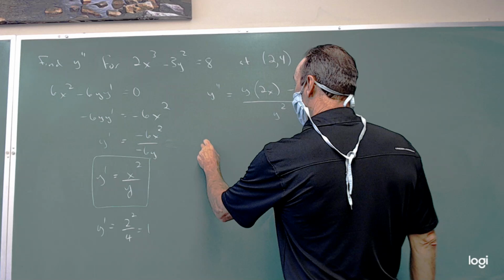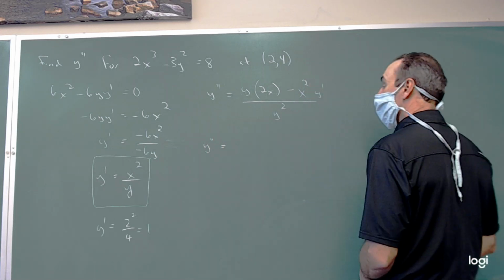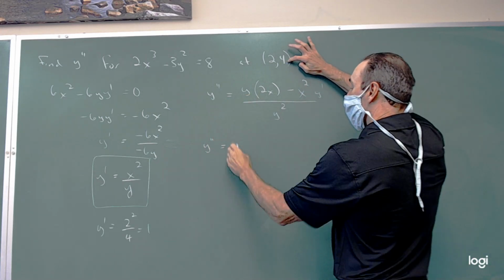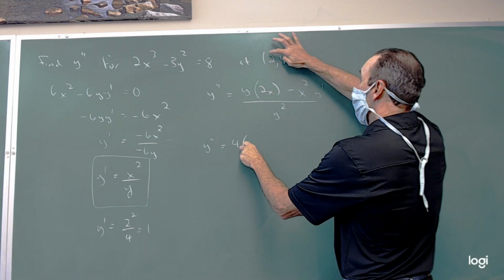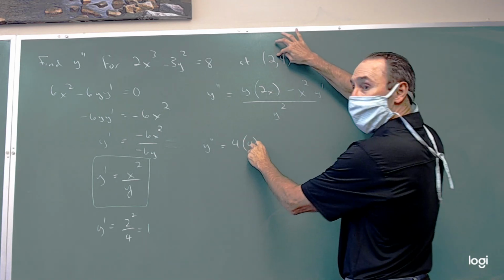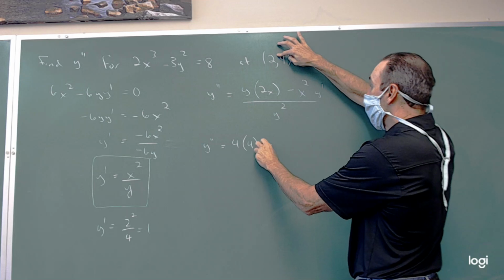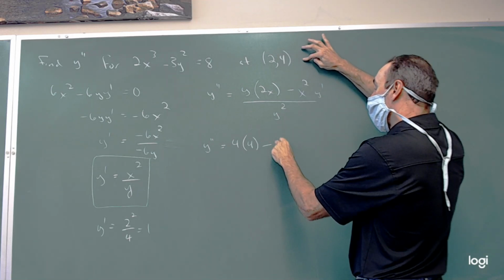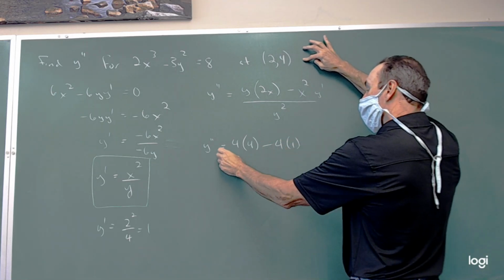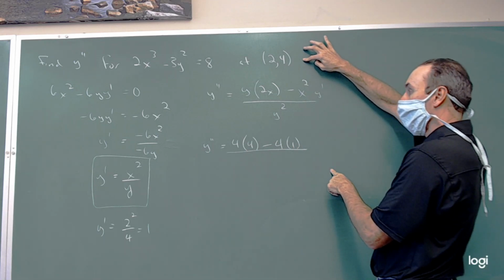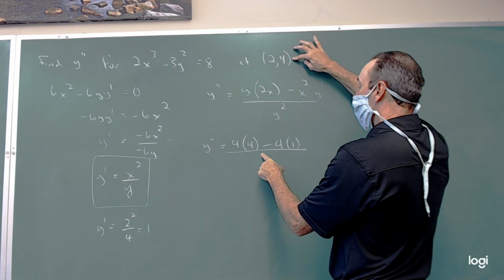Okay, so our y double prime is, let's see, the y is going to be 4. 2 times 2 is going to be another 4. Minus 2 squared is yet another 4 times our y prime we said was 1. On the bottom, y squared is 4 squared.